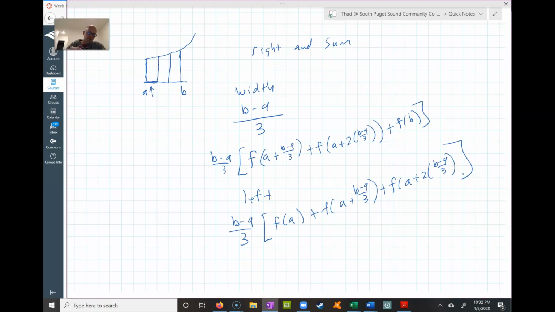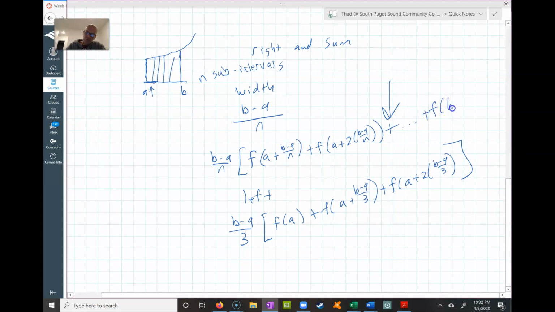But one more thing, what if instead of 3 subintervals, we would have done a whole bunch of subintervals? Like maybe n subintervals. Well, notice all that does is change this to an n, change that to an n, and change that to an n, and it really doesn't change anything else, does it? Of course, there'll be more of these in here now, so I'd have to put a little plus dot dot dot, but the last one would still be f of b, right?